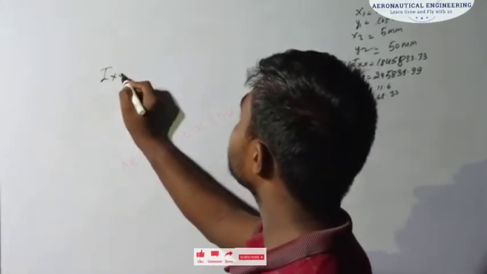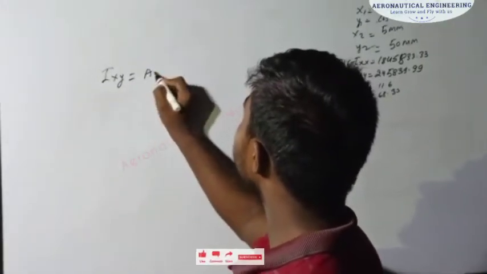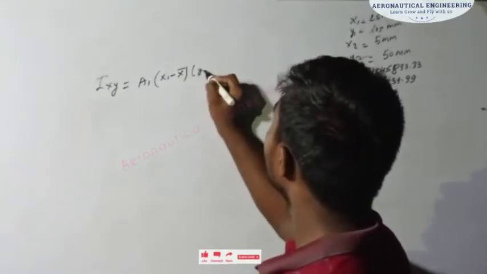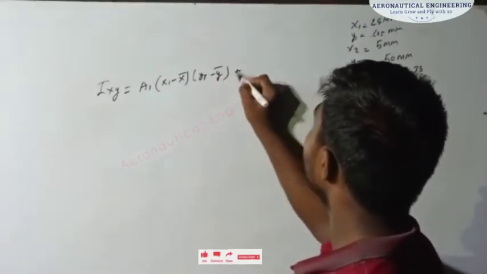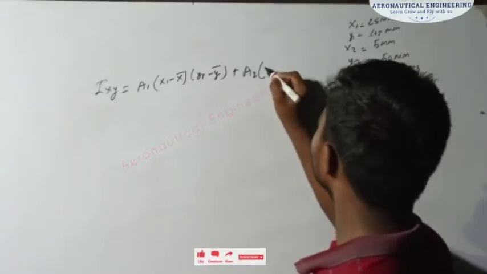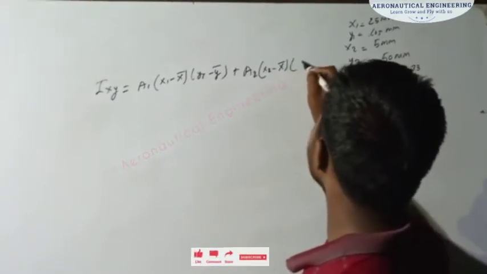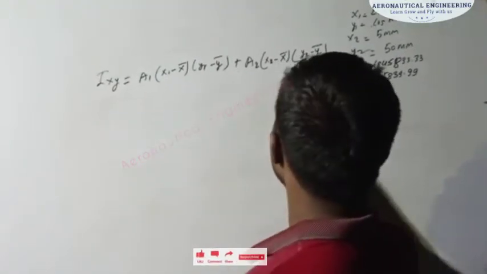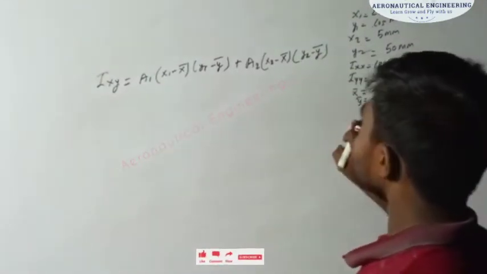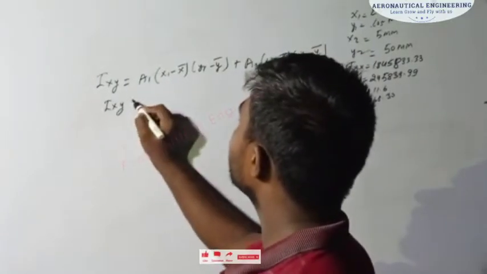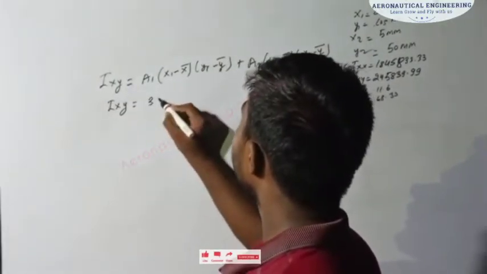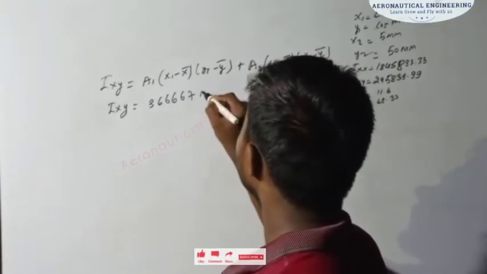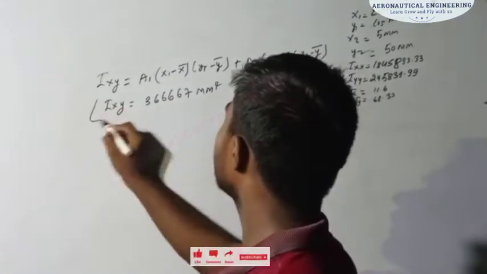Now Ixy equals, for the first section A1, (x1 minus x bar)(y1 minus y bar), plus for the second section A2, (x2 minus x bar)(y2 minus y bar). If we substitute all the values given here, Ixy becomes 3667 mm^4.